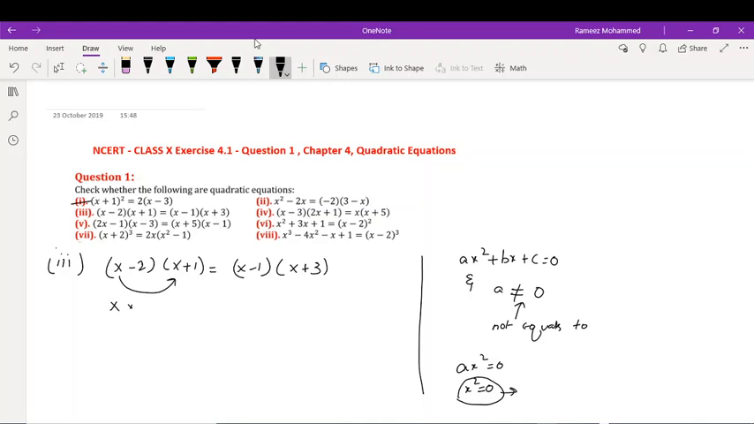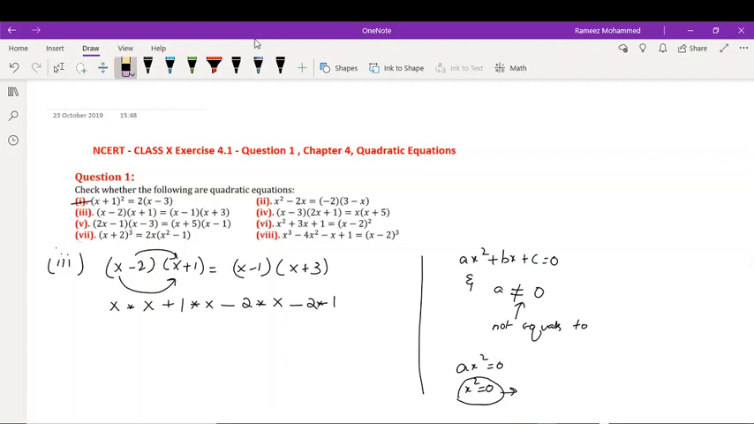What I'll get is x into x plus 1 into x, and then I will multiply minus 2 to x plus 1. So I will get minus 2 into x and minus 2 into 1. And in the same way, on the RHS as well, I need to multiply x minus 1 with x plus 1. So I will follow the same procedure.